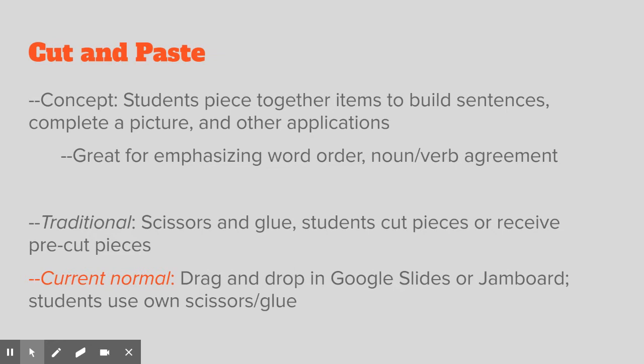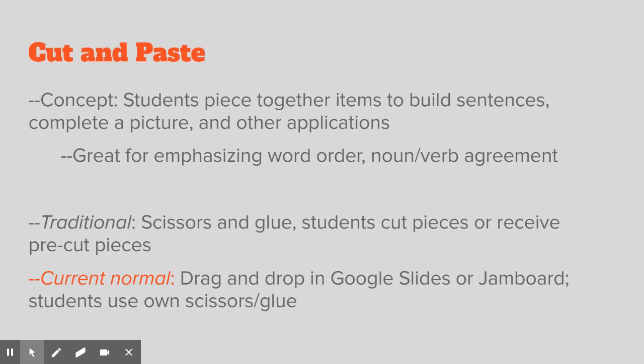You could have them build sentences. You could have them complete pieces of a picture based on a description. It's really good for emphasizing word order or agreement and that sort of thing. So if there's only a certain number of pieces to make a correct sentence, or you have 80 pieces to make 8 sentences, how can you use all the pieces, whatever it may be?